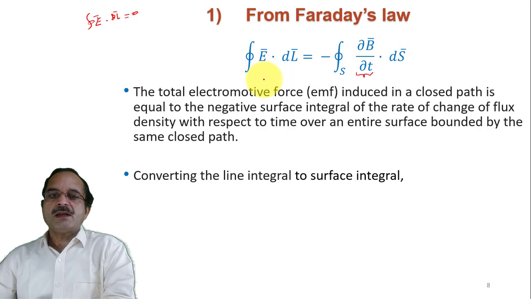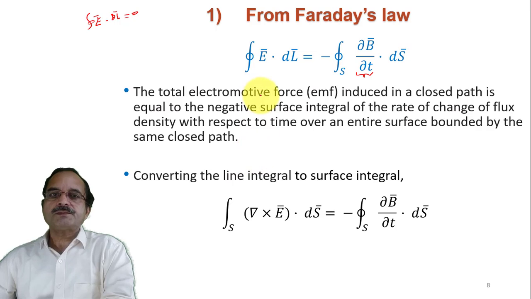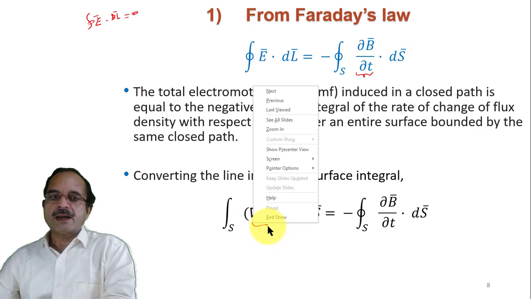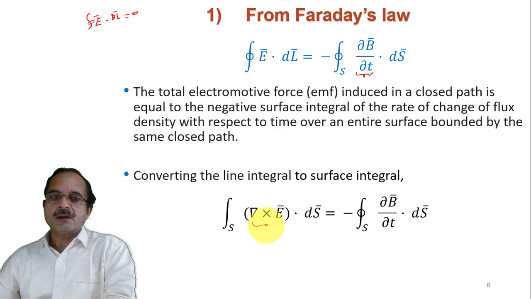Now converting the line integral on the left hand side to surface integral, E dot dl we can express as curl of E dot dS. Now in this equation both sides are surface integrals. So this means we can write this as del cross E is equal to negative dB by dt.